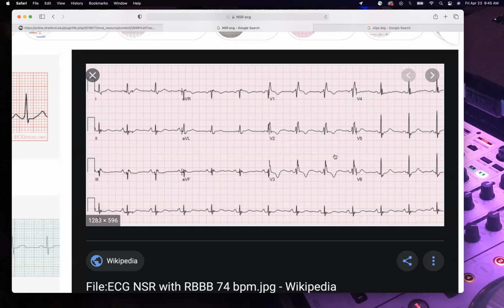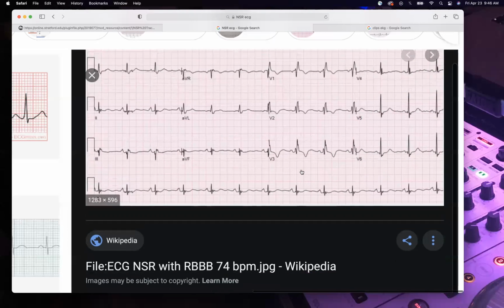That means, because your heart's on the left side, it should be the loudest electronically on the left side. But then V6, you'll see the placement of that. It's all the way on the side of your body away from your heart. So this one's going to get a little bit smaller. This one's like 2.5 big boxes tall. This one's definitely 3 big boxes tall. So it's getting just a little bit smaller.